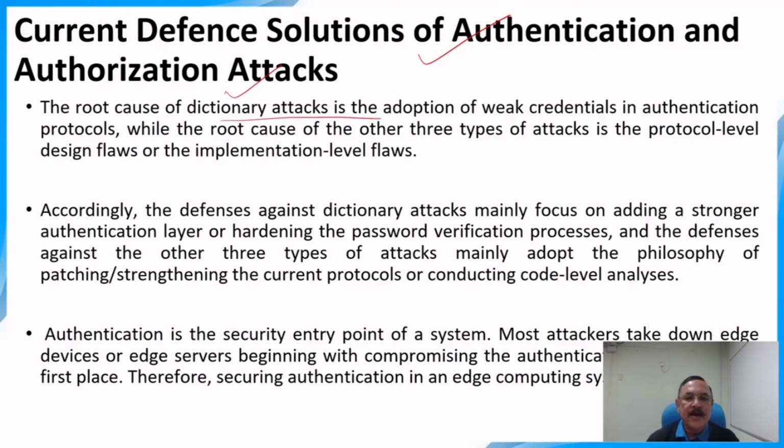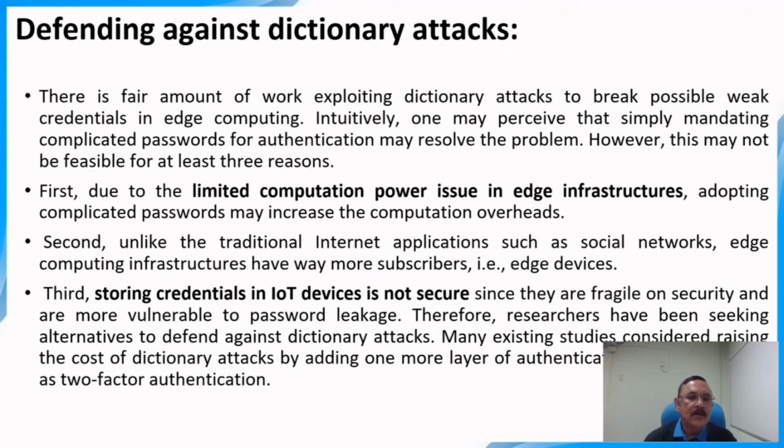The root cause of the dictionary attacks is the adoption of weak credentials in the authentication, while the root cause in the other three types of attacks is protocol level design flaws or implementation level design flaws. Authentication is the security entry point of a system, and most attackers take down the edge devices or a server beginning with compromising the authentication systems in the first place. Therefore, securing authentication in edge computing is quite crucial. So, there is a fair amount of work exploiting dictionary attacks to break possible weak credentials in edge computing.